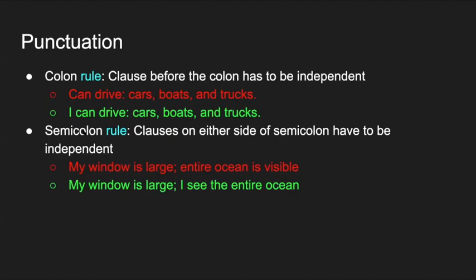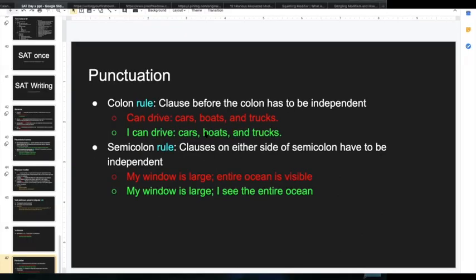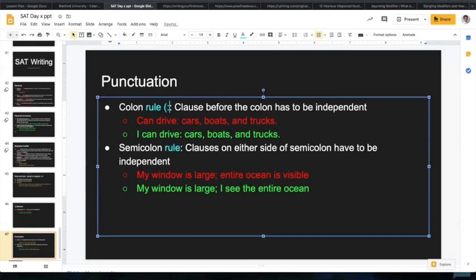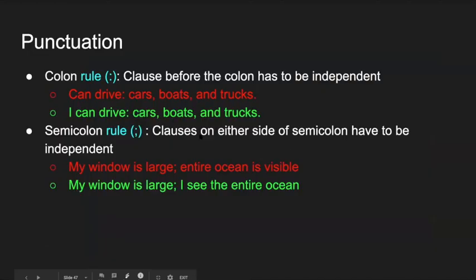Semicolon. So actually, let me add in what this is. Colon is colon. Semicolon is this. Okay, the way to learn this is semi means a half. So semicolon, only half of this is a colon. That's how you can learn this. And colon is a full colon. So that's how you learn the names. So a semicolon, clauses on either side of the semicolon have to be independent. Clauses on either side of the semicolon have to be independent.